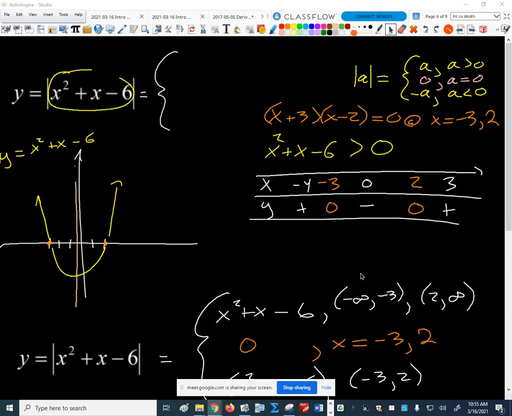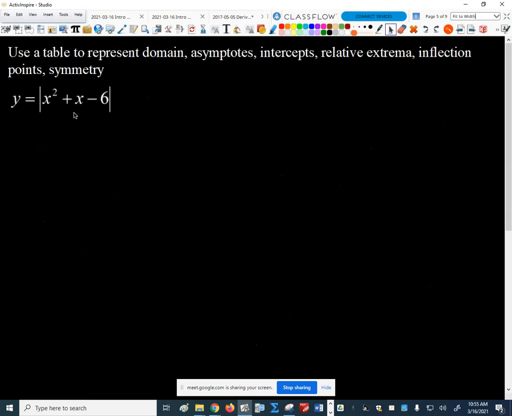Remember, we were looking at analyzing an absolute value function. Kind of a tough one, because we have an absolute value of a quadratic expression, right? And so we had just started this one up. We've done quite a bit of work, right?